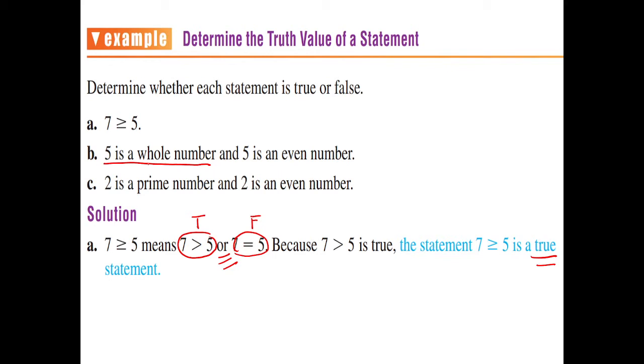5 is a whole number. True or false? That is true. What about 5 is an even number? Is that true or false? False. Now, what am I using, this symbol, and?